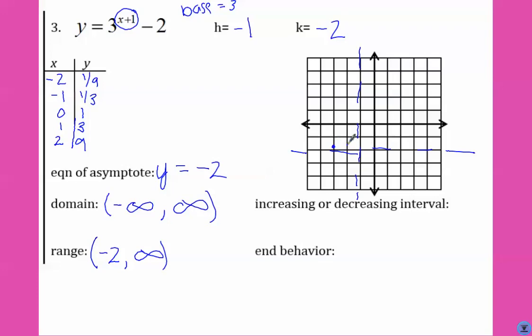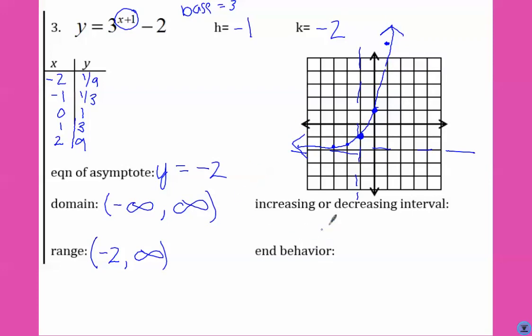-1, 1/3, 0, 1, 1, 3, and let's see if we have space for 2, 9. 1, 2, 3, 4, 5, 6. It only goes up to 7, so it'll cross right about there. We'll use that to help us guide our curve. Close enough.